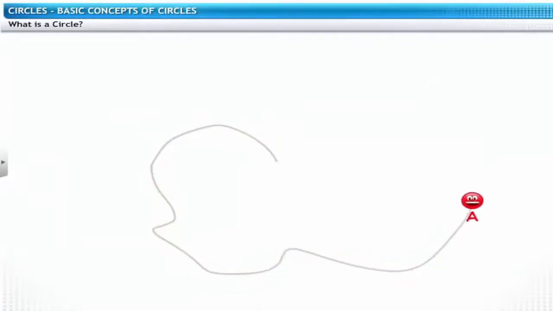Meet Mr. A, a moving point. Right now, Mr. A has all the freedom to move in whichever direction he wants to. Let's see what happens if we restrict this movement a little.